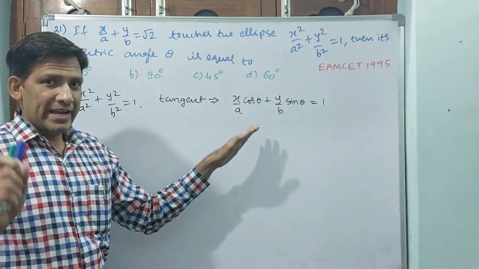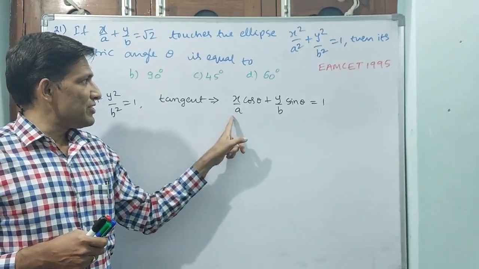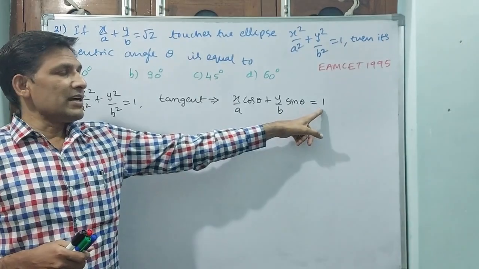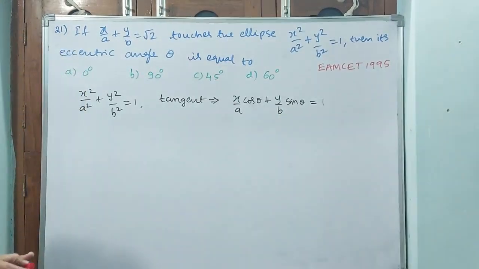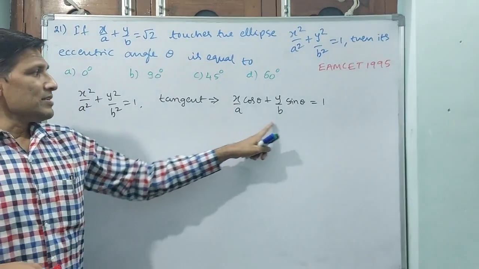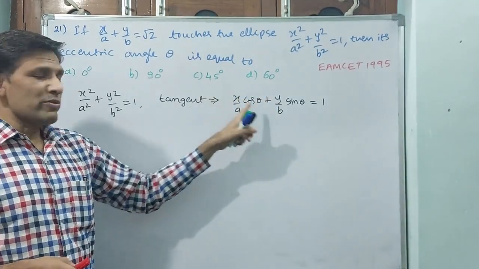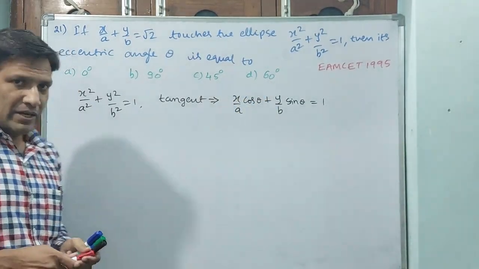How are we going to get the angle? I am going to explain. You have to write it in the form x by a cos theta plus y by b sin theta equal to 1. Now you tell me, is this a line? Line only, because square is not there. Tangent means always a line only. Tangent cannot be curved.